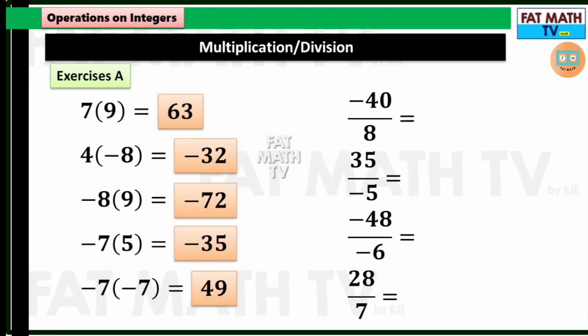Negative 7 times negative 7, both are negative, so the answer is positive 49. Negative 40 divided by 8, 1 is negative, 1 is positive, so the answer is negative 5. 35 divided by negative 5 is negative 7. Negative 48 divided by negative 6 is 8. And 28 divided by 7 is 4.